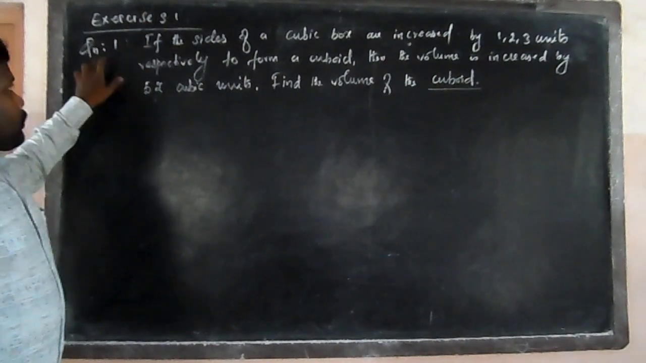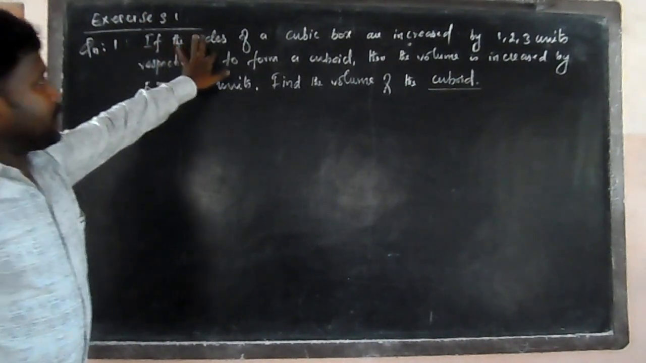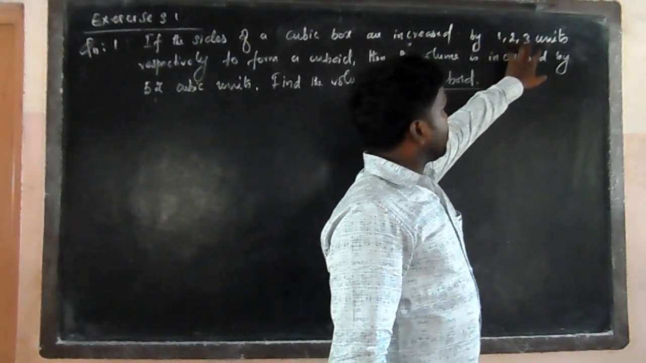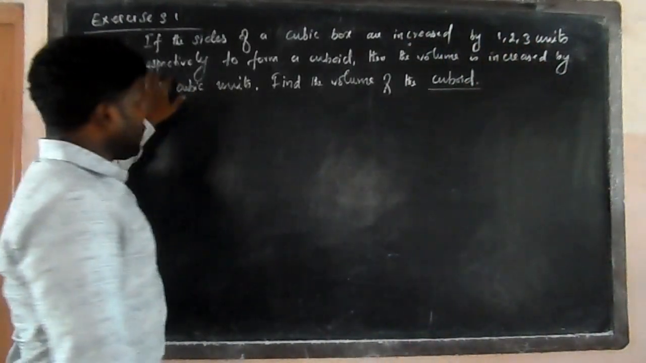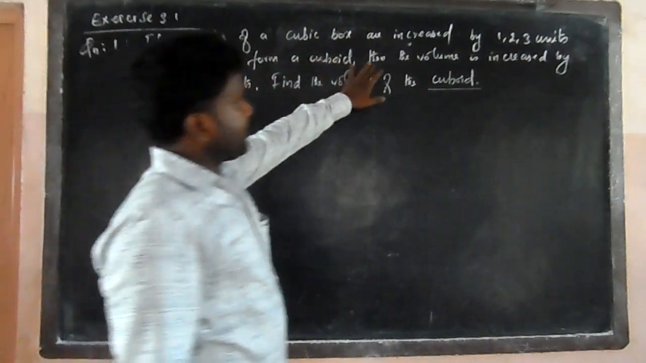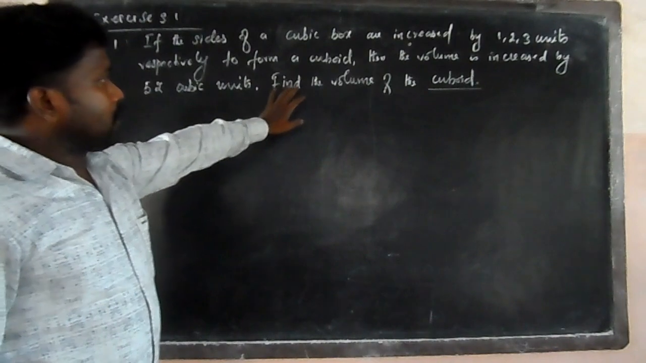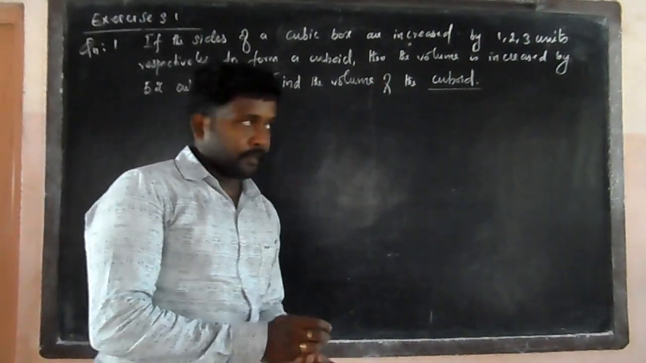Exercise 3.1, question number 1. If the sides of the cubic box are increased by 1, 2, 3 units respectively to form a cuboid, then the volume is increased by 52 cubic units. Find the volume of the cuboid.